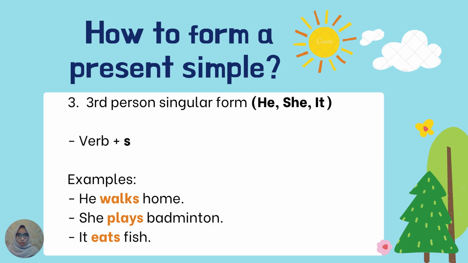For the third rule, if the subject is the third person singular form, which is he, she, or it, the verb followed after the subject must be added an S. So for example, he walks home, she plays badminton, it eats fish.